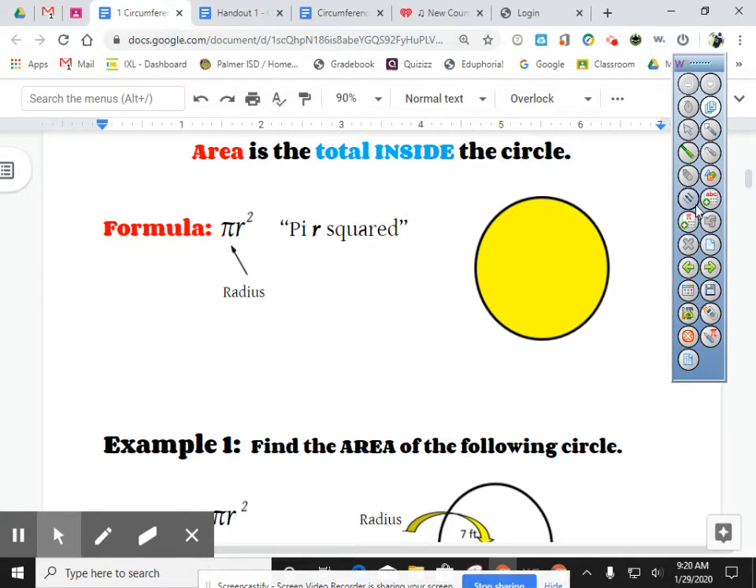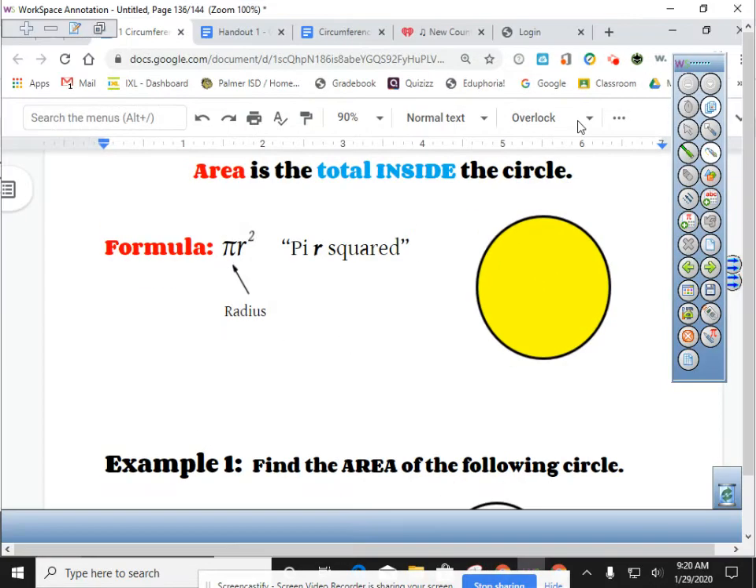Pi r squared. That is not a 2. Repeat after me, that is not a 2. Squared. So do not tell me, when I ask what's the formula for the area of a circle, A equals pi r2, because that's wrong. A equals pi r squared. What does squared mean? It times itself.